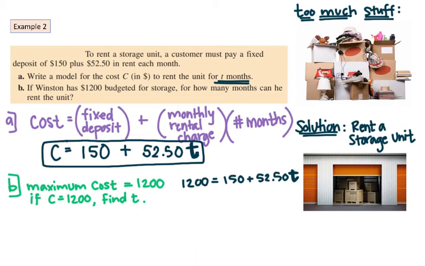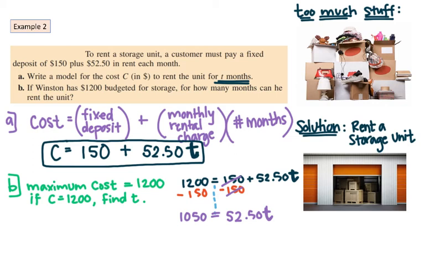And now we will use our algebra steps to solve. So the first thing, we want to isolate T. We want T all alone. So we can subtract this 150 from both sides. On the left, 1,200 minus 150 is 1,050. On the right, we just have 52.50 T. Now we want T all alone.